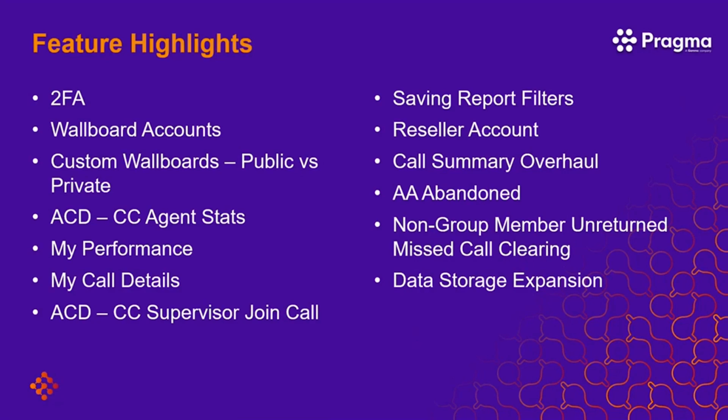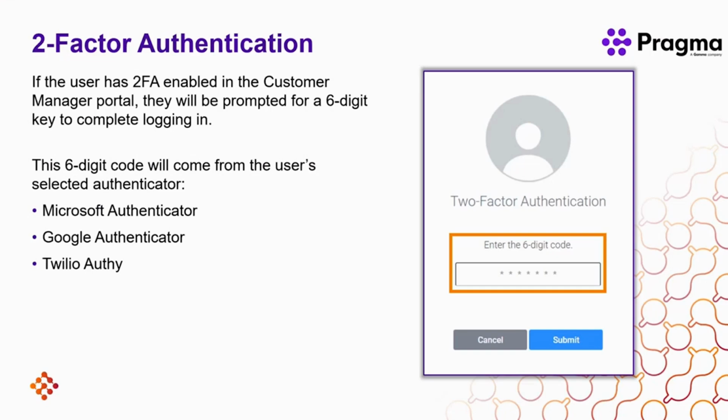Reseller accounts. A bit of an overhaul of the customer call summary. AA abandoned metrics. People being able to return missed calls who aren't in the groups if need be, and slight storage expansion for the data retention periods.